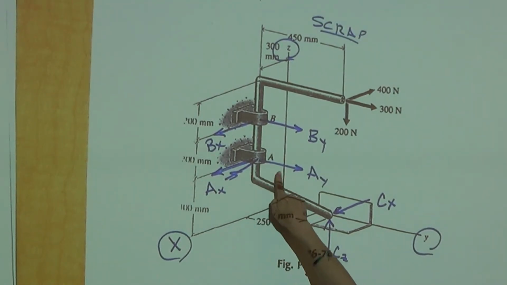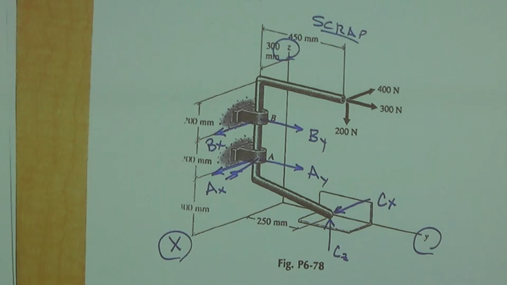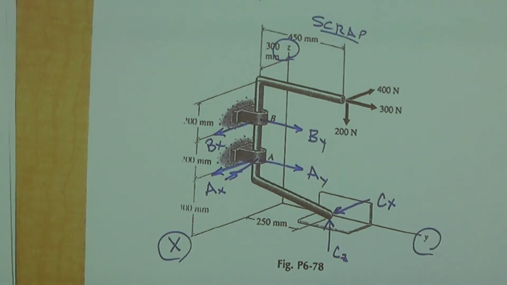How about for AX and AY? Carolyn, if I get a negative for AX and AY, what does it tell me? It means that the force is directed opposite. They're going the other way. And we don't know whether AX or AY are going in the direction we drew or the opposite. We don't know.